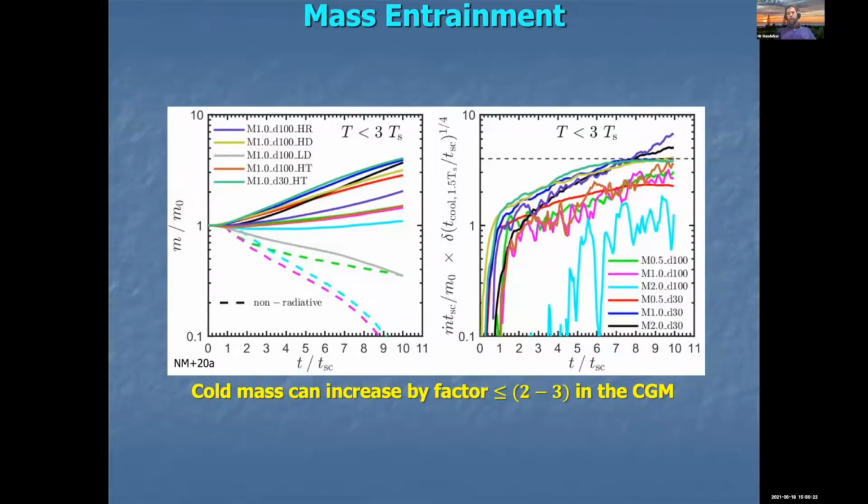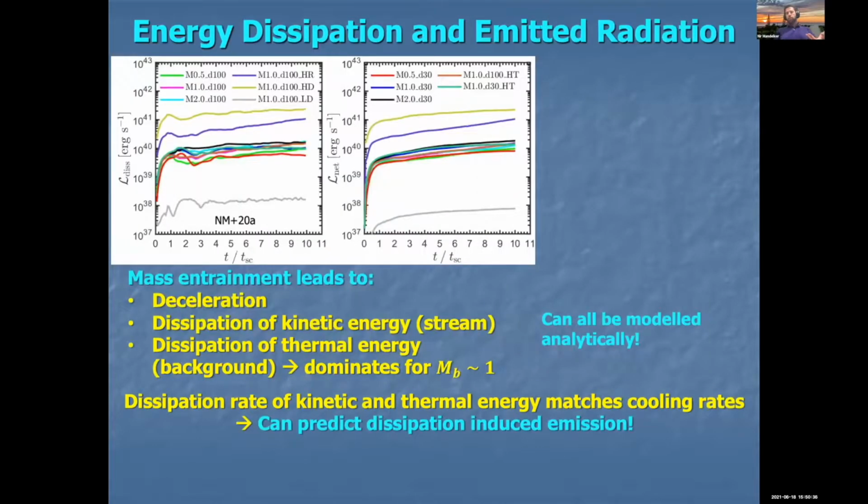Now, this process of mass entrainment from the hot component onto the cold component can be modeled in an analytic way. And this is just to show that you can increase the cold mass in the stream by a factor of a few in less than the virial crossing time, and that we know how to model the mass entrainment rate. And once you can model the mass entrainment rate, that mass entrainment leads to a deceleration of the stream, a dissipation of kinetic energy from the stream, and a dissipation of thermal energy from the background as it cools. All these processes can be modeled analytically, and that's what's shown here on the left. It's analytical accounting for all the different energy dissipation rates.